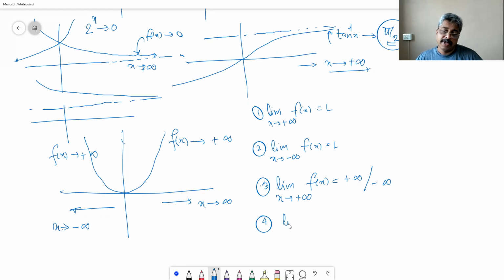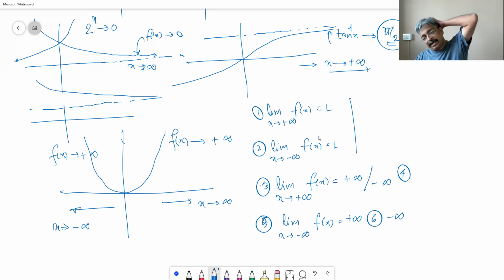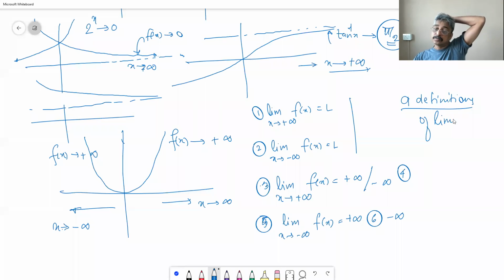Say, for example, let me write down which definitions we want to create. One, limit as x tends to plus infinity of f of x is equal to L. Second, limit as x tends to minus infinity of f of x is equal to L, where L is a finite number. Three, limit as x tends to plus infinity of f of x is equal to plus infinity or minus infinity. I'll finish it in this. Four, limit as x tends to minus infinity. I mean, you have to write down two different definitions. Let me call this four. This is five: limit as x tends to minus infinity, f of x tends to plus infinity, and six, minus infinity.